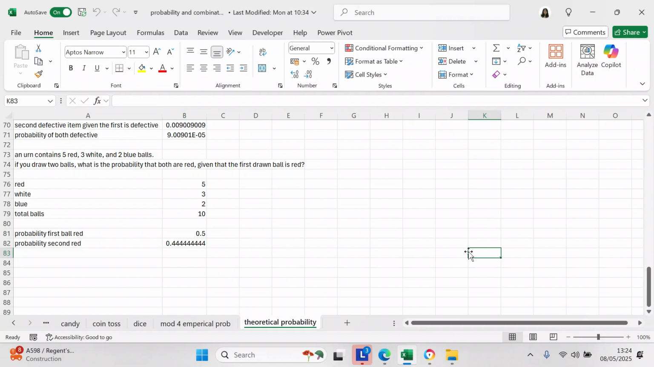So that's it. That's it for the 10 practice questions for theoretical probability. Some of the questions are more difficult than others, but you can experiment with them, and hopefully you will learn how to calculate theoretical probability using these practice questions.